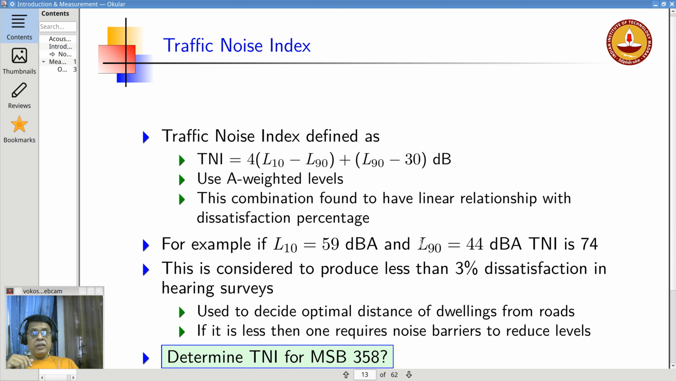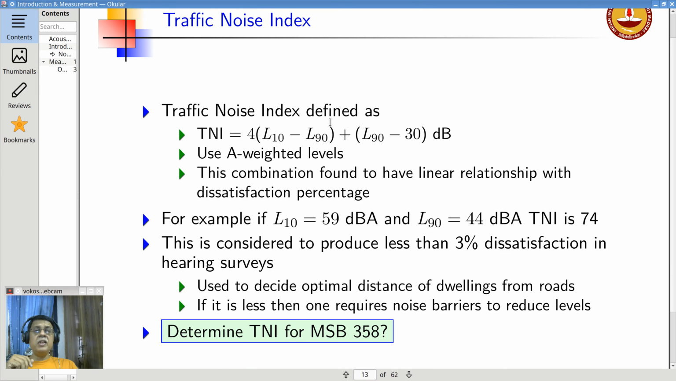Now these levels are used to define what is called traffic noise. Most of the neighborhood noise, apart from machinery, is typically due to traffic. So we define what is called a traffic noise index, which is defined in papers as 4 times (L10 minus L90) plus L90 minus 30 dB.